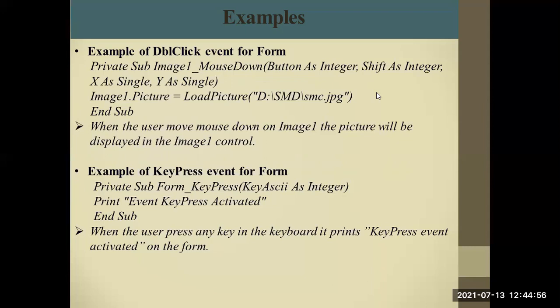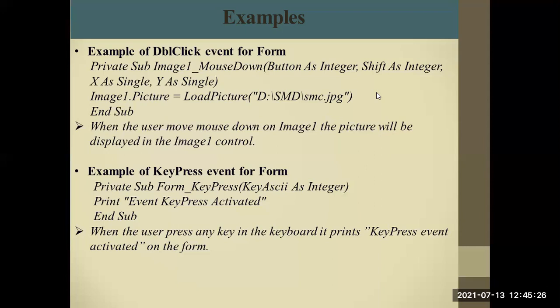Similarly, we have the next event called KeyPress. Now we have the procedure Form_KeyPress. I have the KeyAscii variable as an integer type here. Only one parameter, or only one argument, is there for this function. Now it is simply for displaying or printing a message like "KeyPress event is activated".